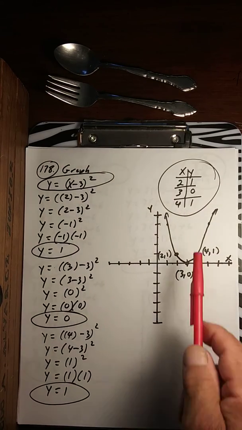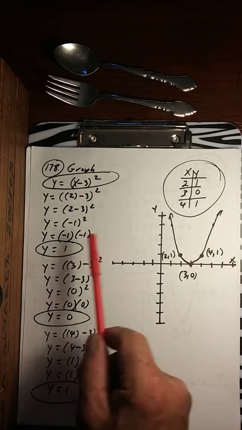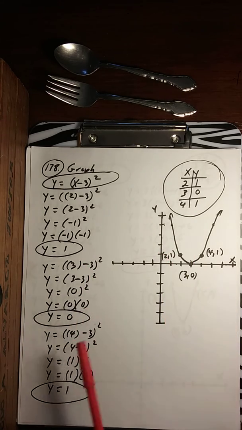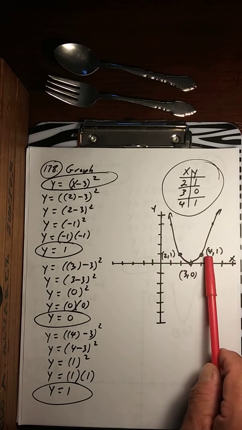Graph this. So you put a 2 in there. That's going to be negative 1. Negative 1 is 1. Put a 3 in there. 3 minus 3 is 0. 0 times 0 is 0. Put a 4 in there. 4 minus 3 is 1. 1 times 1 is 1. So we have 2, 1, 3, 0, and 4, 1.